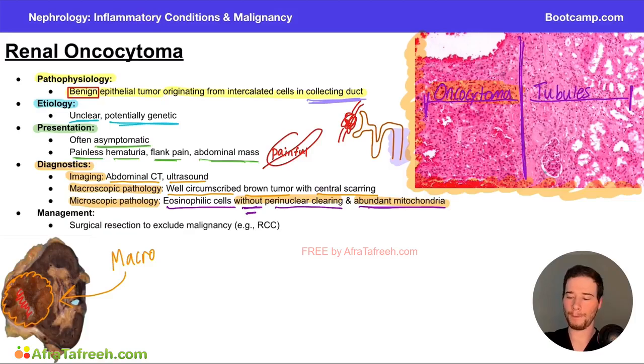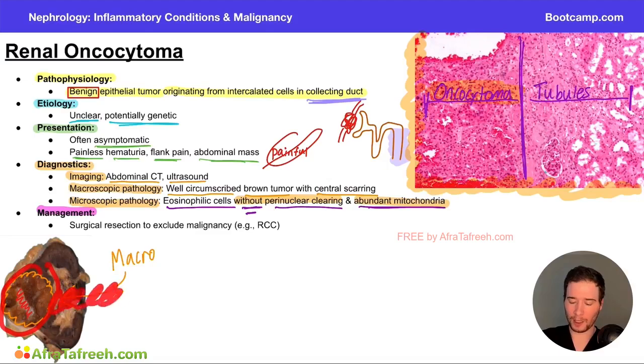Now, when we talk about management here, it's important to keep in mind that we said this is a benign tumor. This is not an invasive tumor. Look at how well circumscribed this is, right? This is not something we would expect to grow out into the renal vascular system and thus metastasize to other places of the body. And because of this, you don't always have to do something.